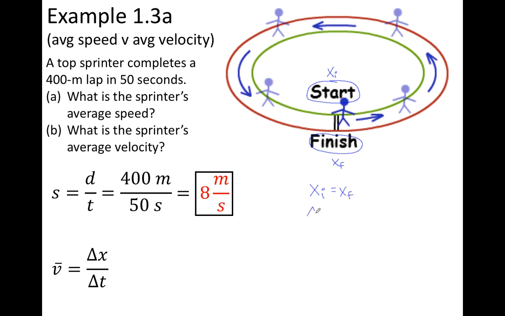And if you recall, change in position or displacement is final position minus initial position. Well, if initial and final positions are exactly the same, then the displacement is 0. There is 0 displacement when an object starts and ends at the same place. So the average velocity for this sprinter is 0. Notice that the speed and the velocity are different numbers. They're related quantities, but they're different in this case. Sometimes they can be the same, but here they're different.